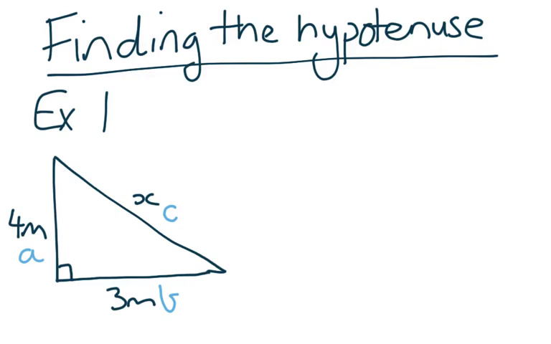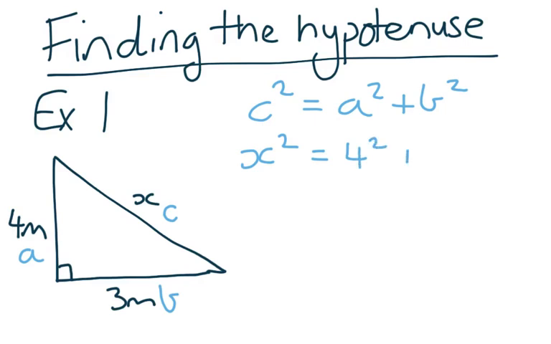So we start by writing our formula. After we've written our formula, we can substitute what we know in. We still don't know c squared, but we change it to x because that's what we've been asked to find. A is 4, so we've got 4 squared plus 3 squared. Then we figure out what that is: 4 squared is 16 and 3 squared is 9, so 16 plus 9 is 25.